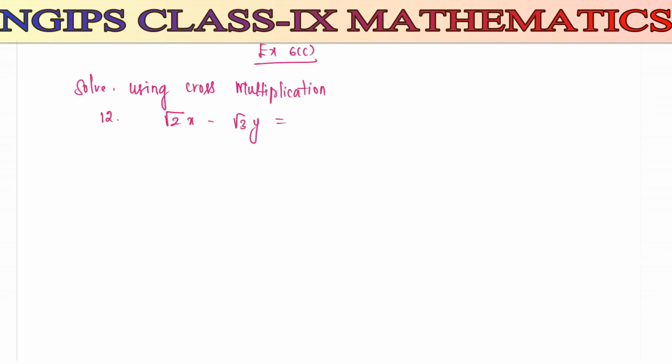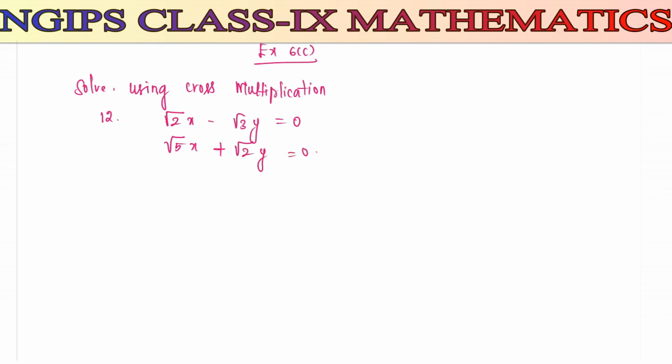Exercise 6C. Solve using cross multiplication. The 12th one we have here, root 2x minus root 3y is equal to 0, root 5x plus root 2y is equal to 0.